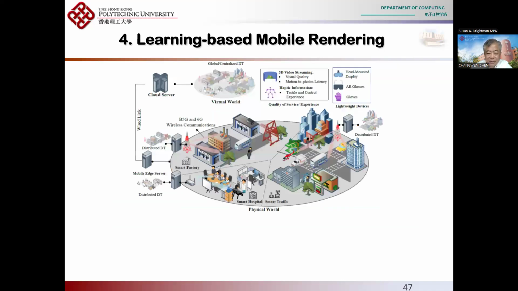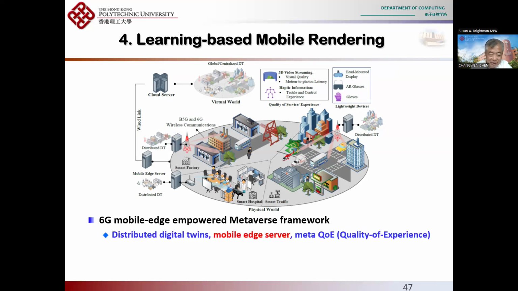Okay. And of course, with 6G coming, we have this digital twin or metaverse. So in this case, we have distributed digital twin, mobile edge servers, and also Meta QoE, quality of experience here. The key challenge here is rendering on a lightweight and wearable mobile device, which is much more difficult to do when it's on the mobile device.